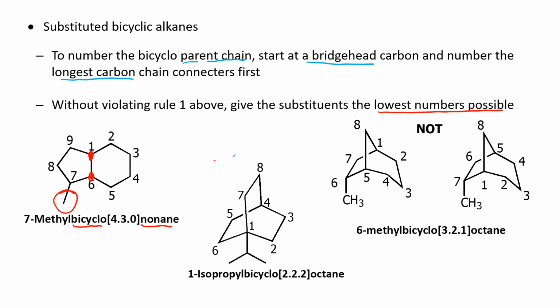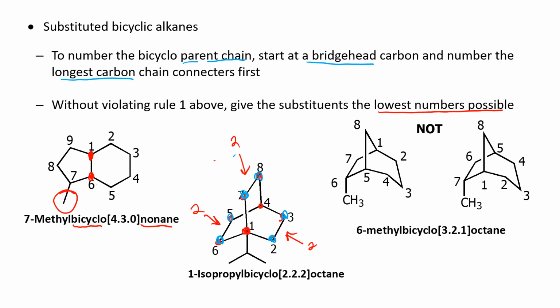All right, let's look at another one. We want to count all the carbons in our bicyclic system. Remember, do not count the substituents: 1, 2, 3, 4, 5, 6, 7, 8. Now I see that all of my chain connectors have 2 carbons in each of the paths, 1, 2, connecting the bridgeheads, 1, 2, 1, 2.